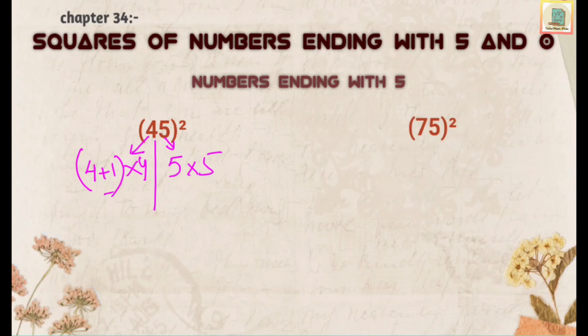Now here in the first partition 5 multiplied by 4, and here 5 5s are 25. In the first partition we get 20. So 2025 is the answer.